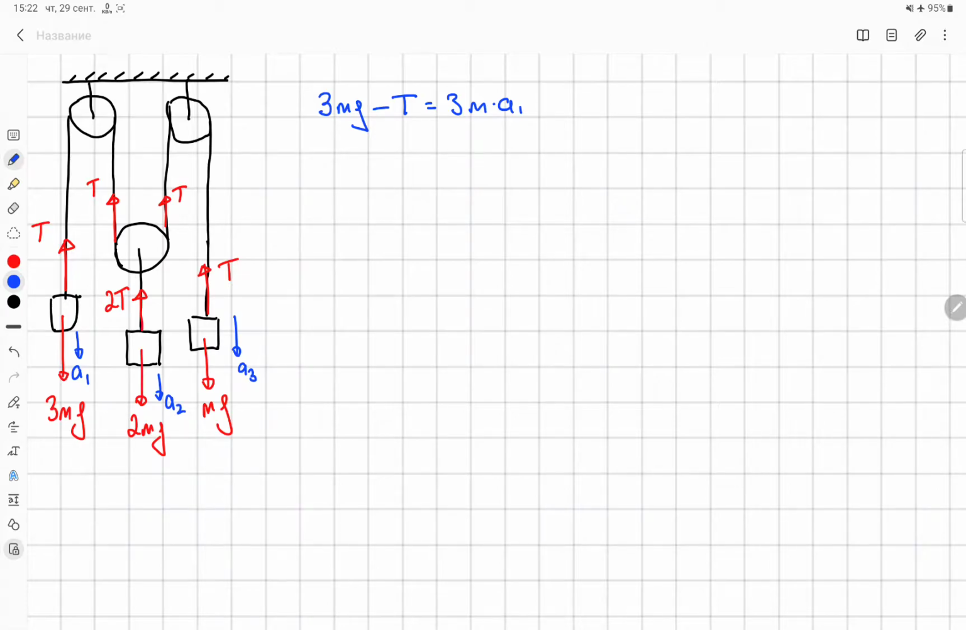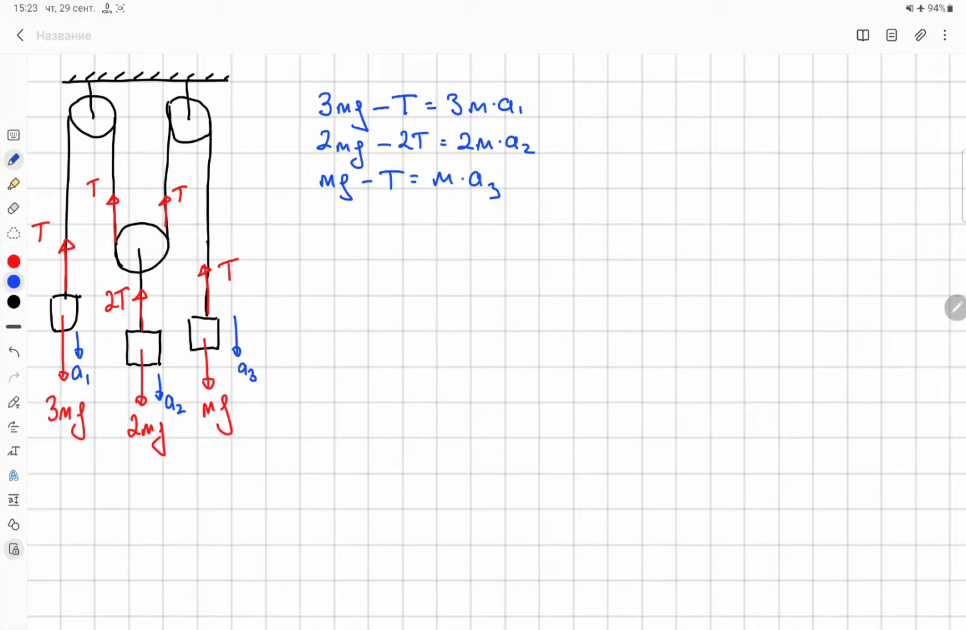Second equation for the second object, again Newton's second law, similar. Its weight, gravitational force, 2mg minus 2T equals its own mass, 2m, times acceleration a2. Same for the last one: mg minus tension equals its own mass times acceleration a3. So here we have three equations.